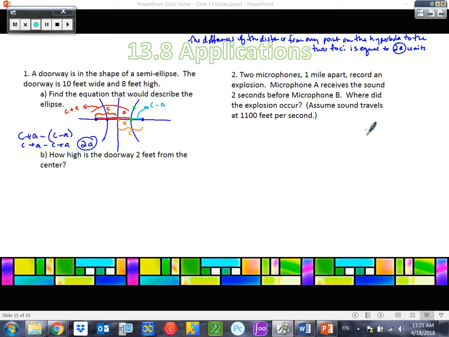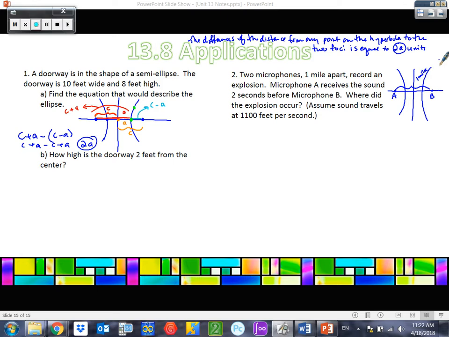So let's draw out this problem. It says the microphones are 1 mile apart and record an explosion. A lot of students really want to make those microphones really far apart, but that's not where they are. The microphones are at the focus points. That's microphone A, that's microphone B. And they are 1 mile apart. So this distance is 1 mile.